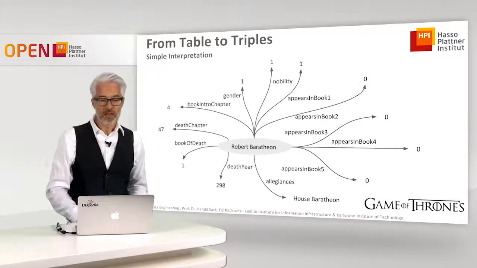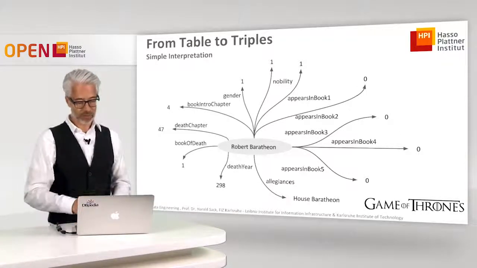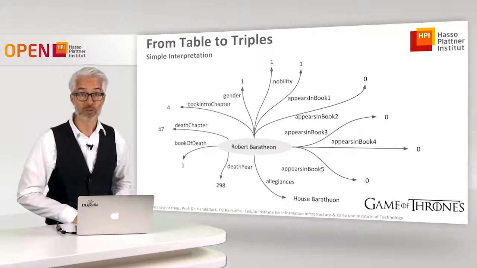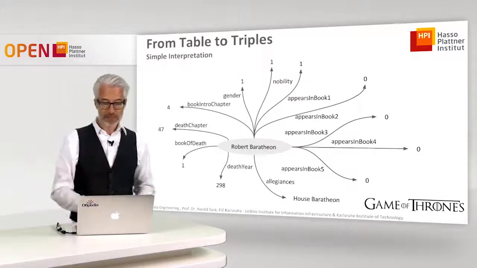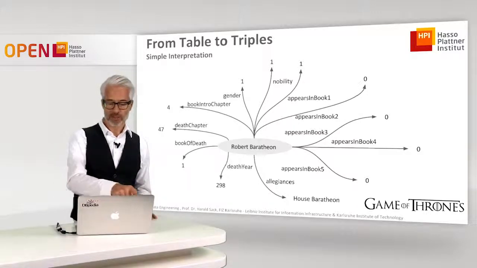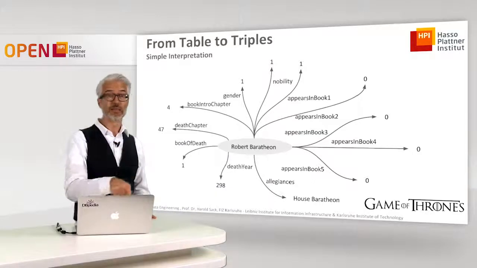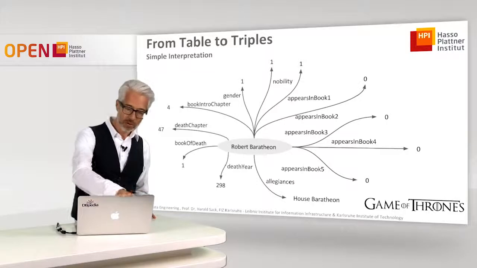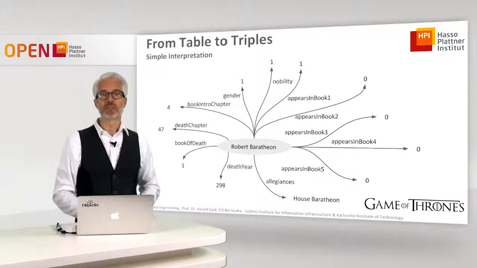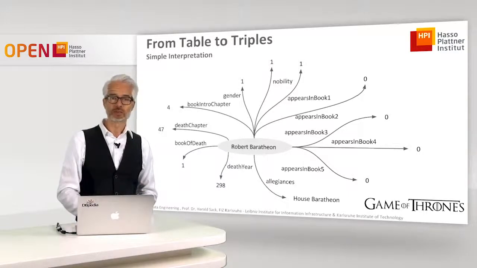So if we do this simple kind of interpretation, for example here with one of the characters of Game of Thrones, which is Robert Baratheon, here we see how we could arrange this. I have simply put Robert Baratheon as the subject in the center, and then I made a graph from it, and I simply put all the property values that I have found as literals out there.